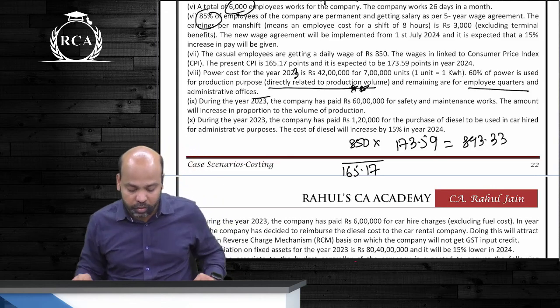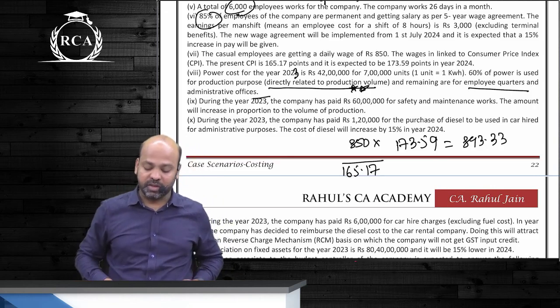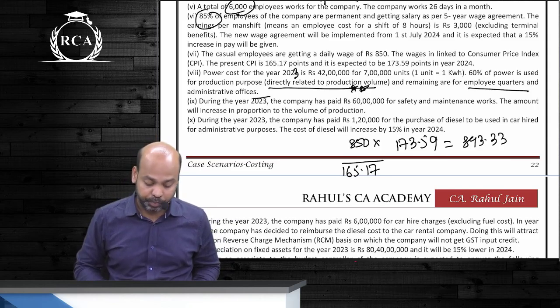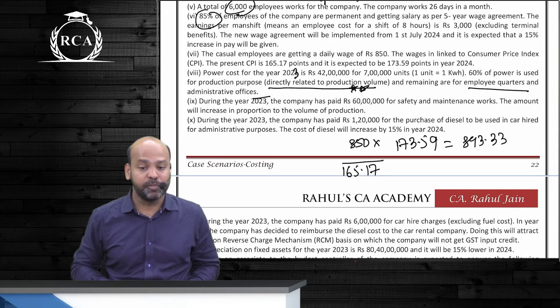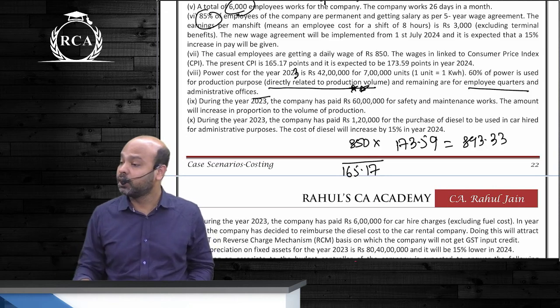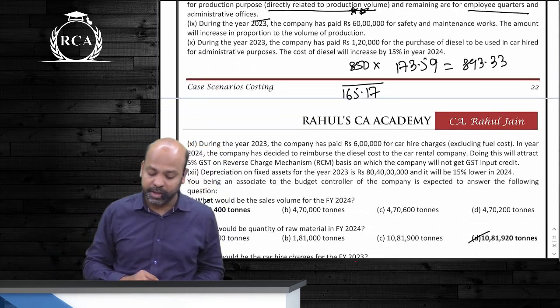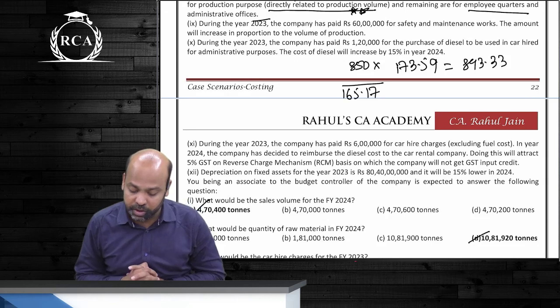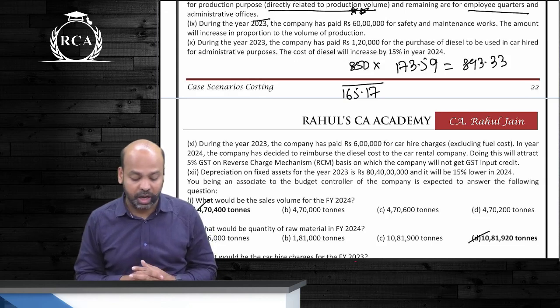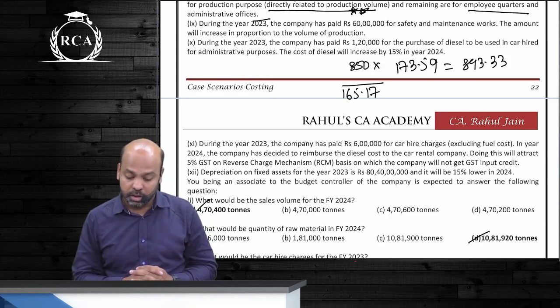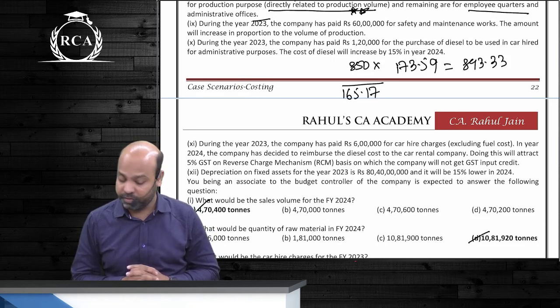During the year 2023, the company has paid rupees 60 lakhs for safety and maintenance work. The amount will increase in proportion to volume of production. So you will increase that by 12%. During the year 2023, the company has paid rupees 1,20,000 for purchase of diesel to be used in car hired for admin purpose. The cost of diesel will increase by 15%.